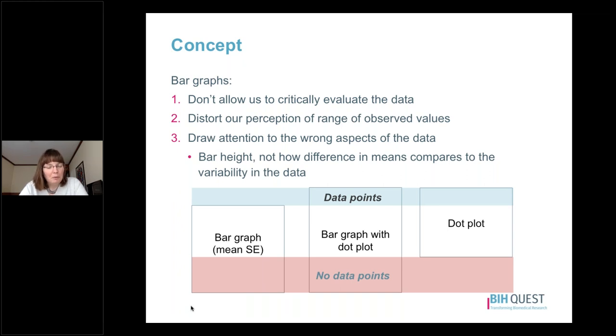So I knew that I wanted to start off with a bar graph showing mean and standard error. I also wanted to have a bar graph with a dot plot and a dot plot, and all of those graphs were going to show the same data set. I knew that I would have a region at the top where there were data points, but the axis for the bar graph was cut off. And I also knew that I wanted a region at the bottom, between zero and a particular value, where there were no data points.